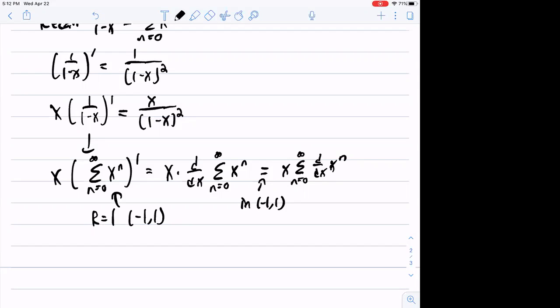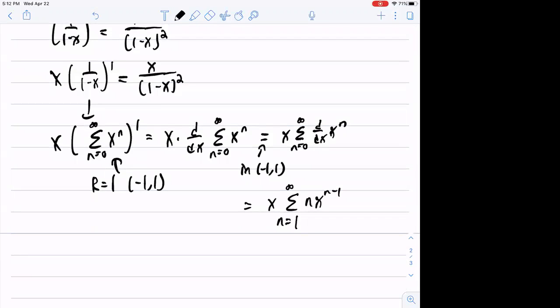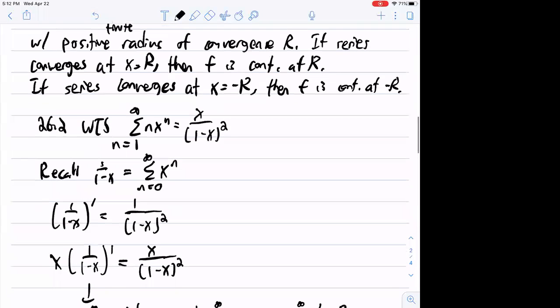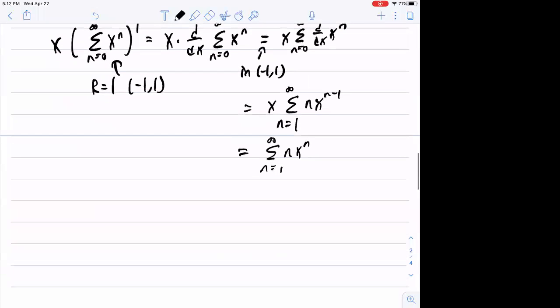Okay, so this is just x. Now be careful. This is n equals 1 to infinity of x to the n minus 1. Again, it's n equals 1 because you lose your constant term. And if I multiply the x in, I get this. Agree? And that is what we have. And we're done, that's what we need to show. So that concludes the first part.